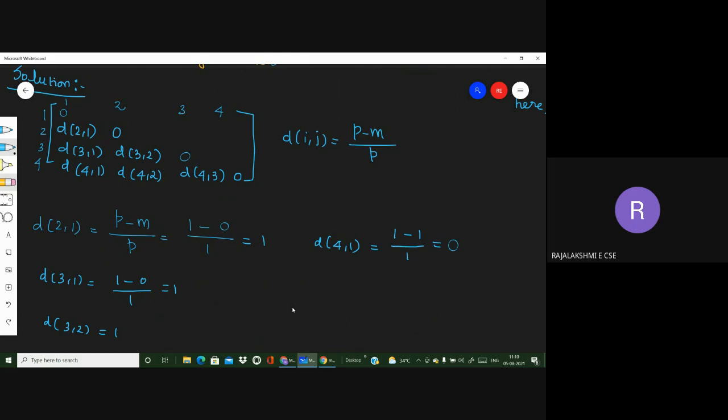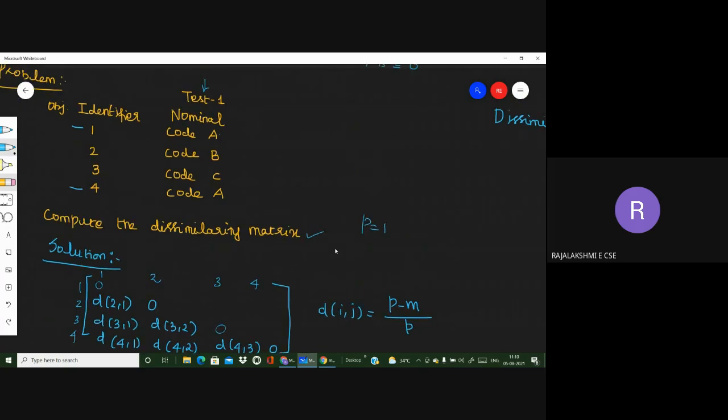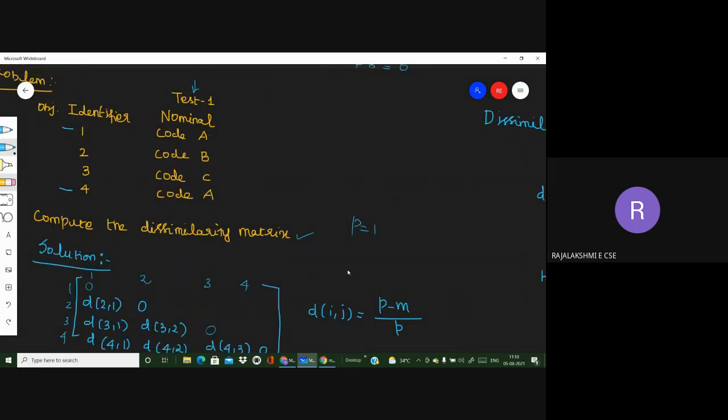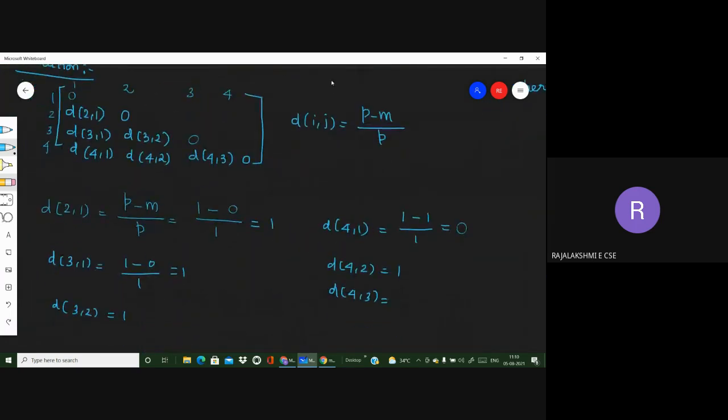Okay, fine. Come on. D of 4 comma 2. 4 with 2 you compare. Both are different. Yes or no? Both are different. தான் நமக்கு ஆன்சர் என்ன வந்தது? 1. Similarly, d of 4 comma 3. 4 க்கும் 3 க்கும் என்ன difference பாருங்க? 4 and 3 both are different. Yes or no? Therefore it is 1.